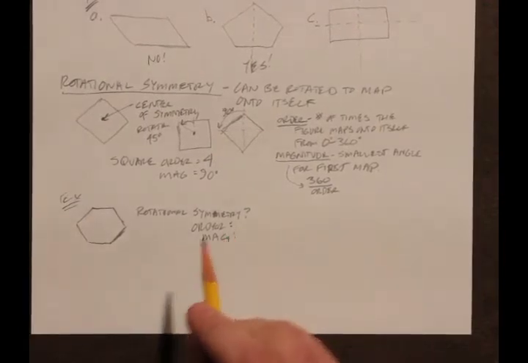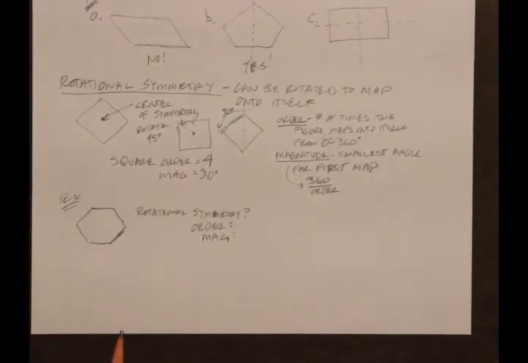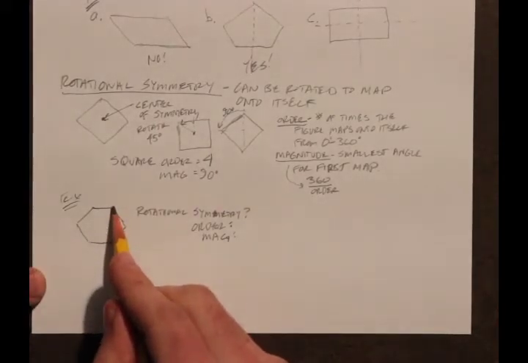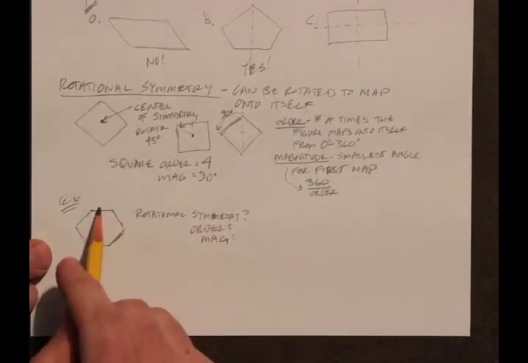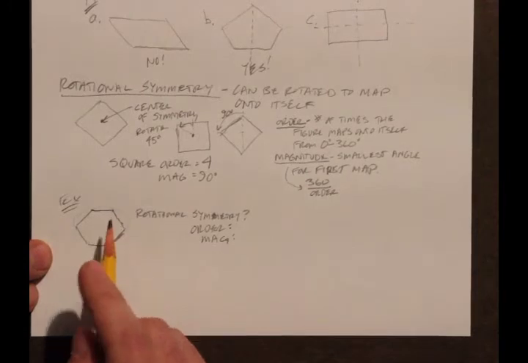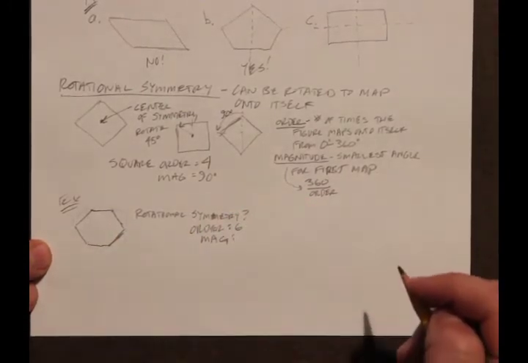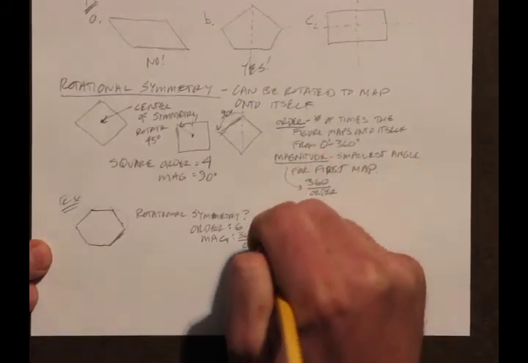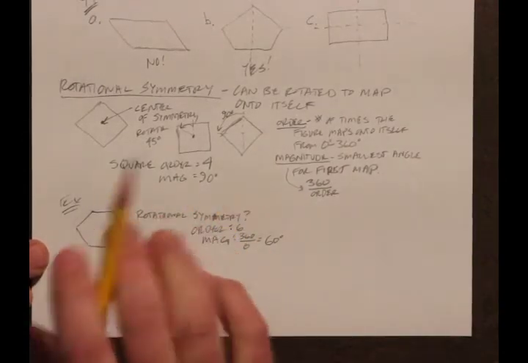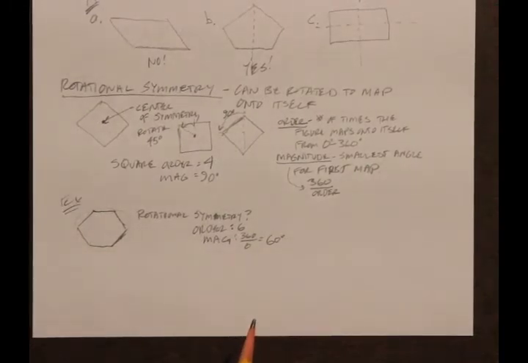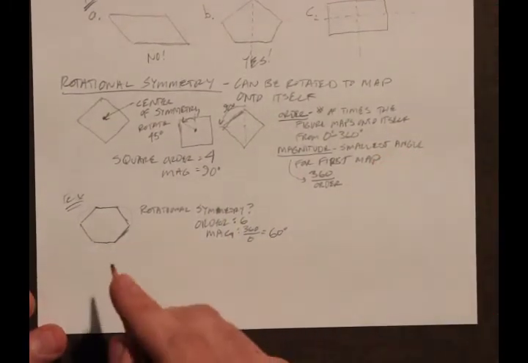So the order is how many times it maps onto itself from 0 to 360 degrees. So if I start here and I were to turn it one bit until it maps onto itself again, it would map onto itself once, twice, 3, 4, 5, 6 times. So the magnitude is 360 divided by 6, which is 60 degrees. So I would turn this 60 degrees in order to get it to map onto itself again. All right, let's look at another one.